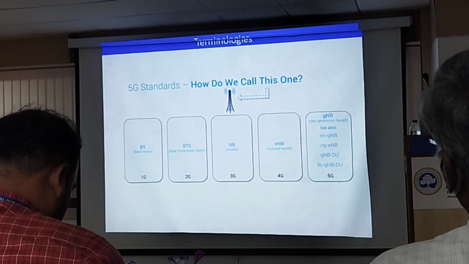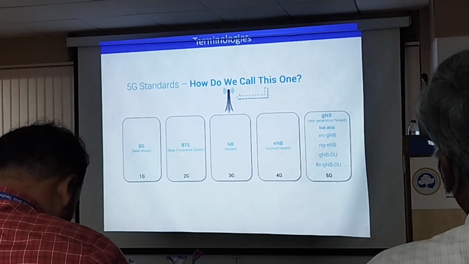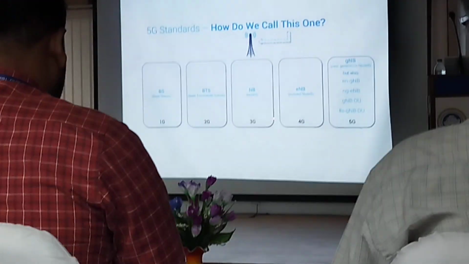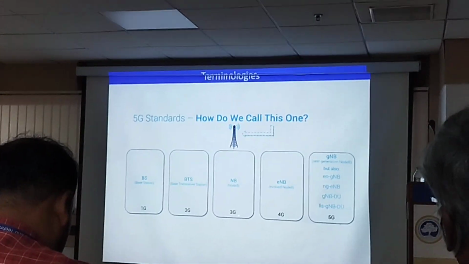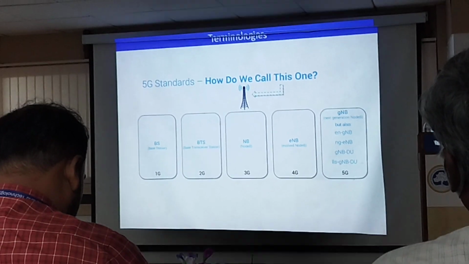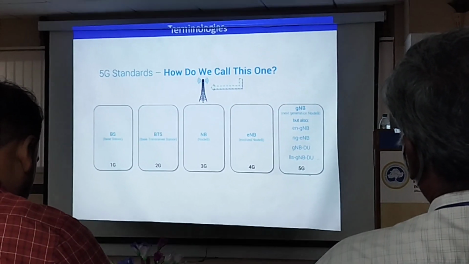For the tower, each generation has its own name. In 1G you call it a base station. In 2G you call it a base transceiver station. In 3G you call it a Node B. In 4G you call it an eNode B. And in 5G you call it a next generation Node B.